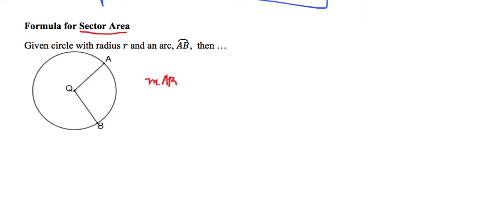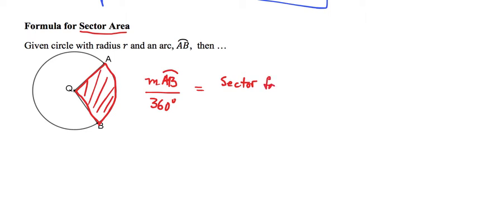The measure of the arc AB over 360 degrees is equal to the sector area, and that's the region bounded by the arc and the radii. So just to be clear, when I say the sector, okay, so this is the sector formed by AB over the area of the circle.